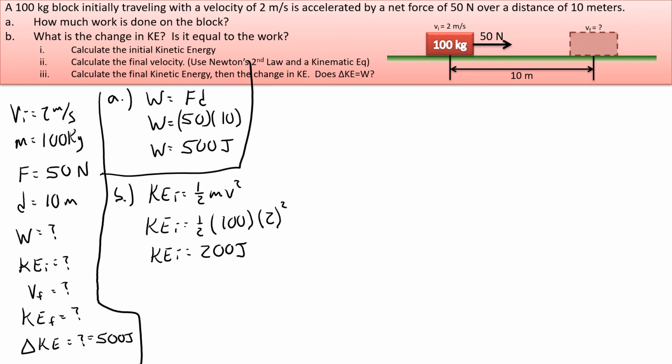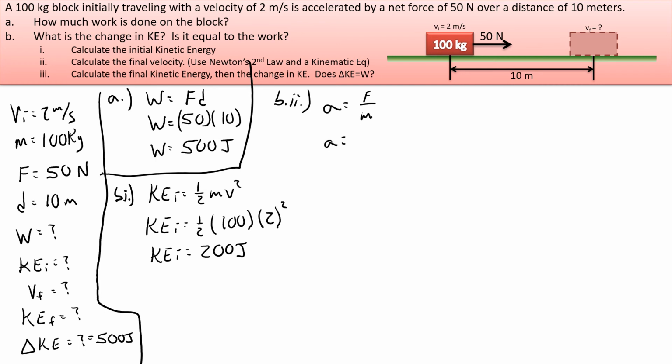So this is part B.I. If you want, I could do it like that, and then B.II. B.II says calculate the final velocity. Use Newton's second law and the kinematic equation. This is like multi-step, like we did on the do now. So we're looking for the acceleration first. It's equal to the force divided by the mass.